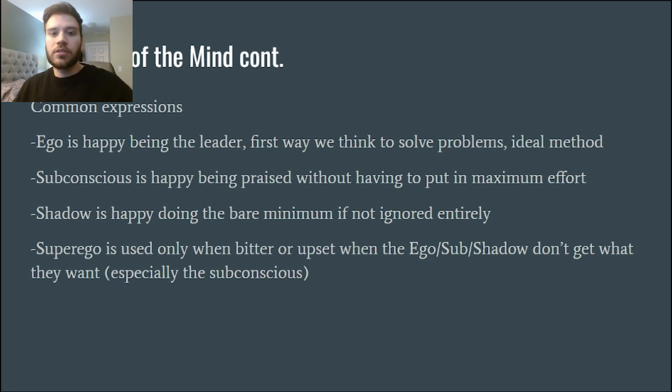And it's kind of similar with the superego. The superego really only comes out for most people when they're really bitter, really upset, when the shadow's even failing to solve a problem, and it comes out in the last order. If the ego, the subconscious, and the shadow don't get what they want, their needs aren't being met, the superego may come out in an explosion of rage. They may abandon the other person. They may abandon the situation. They may fight back. It really depends on the situation.